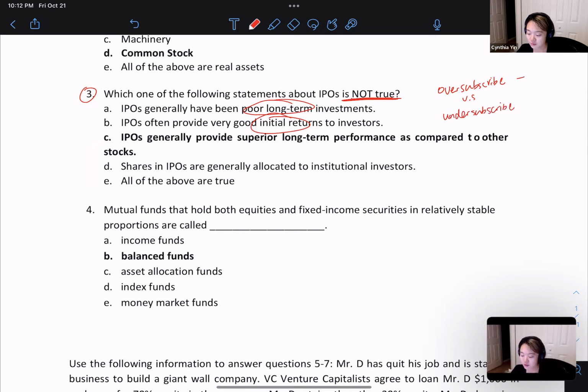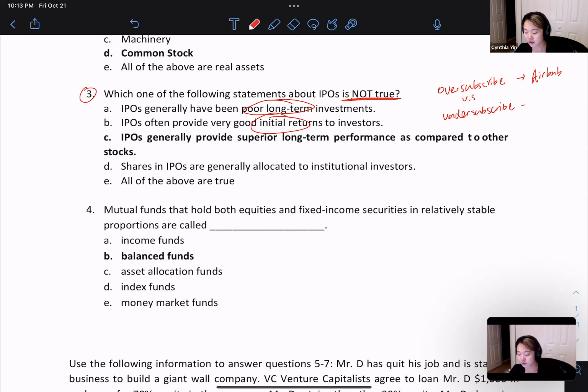For oversubscribed IPOs, one example is Airbnb. When it came out at the end of 2020, it was super hot. As a retail investor, it's very hard to buy Airbnb before it comes out. Because it's oversubscribed, you cannot actually earn the initial return. The initial return is not gettable.